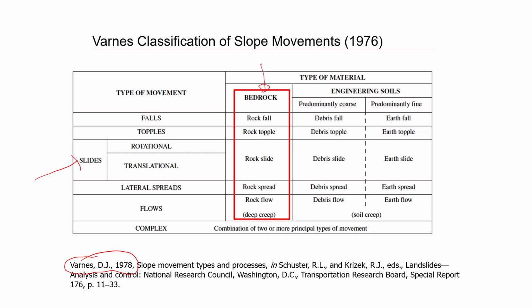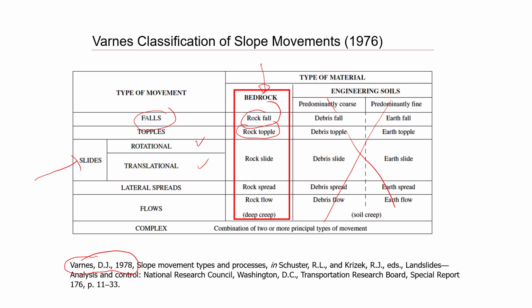So we're going to only look at the bedrock. Let's not look at the landslides yet. And you will see that depending on the type of movement, we can have rock falls if rocks are just falling down. If rocks are toppling, then it will be rock topple. And then when we look at the slides, there are two types that we can consider, rotational and translational slides.